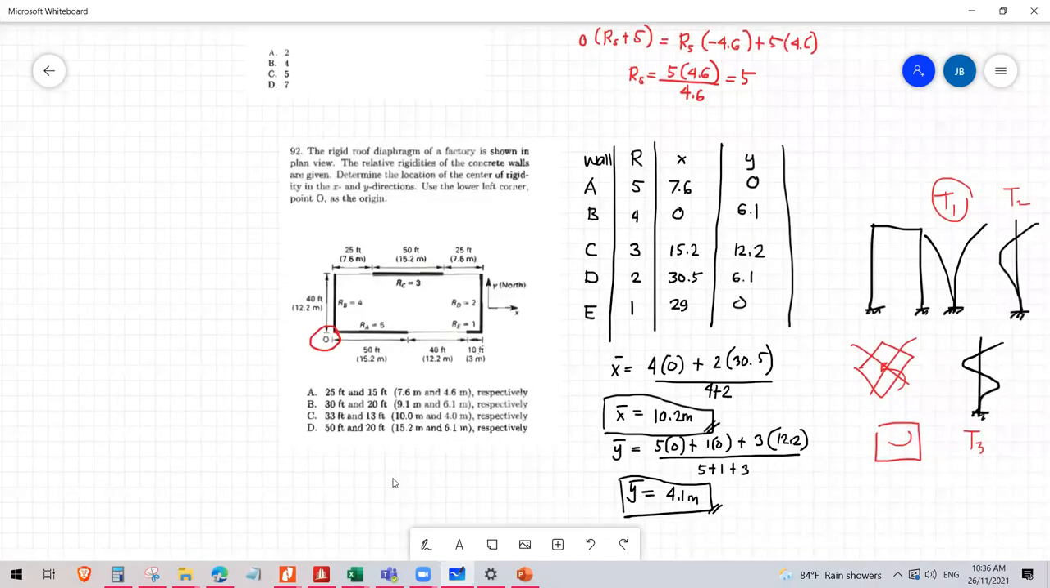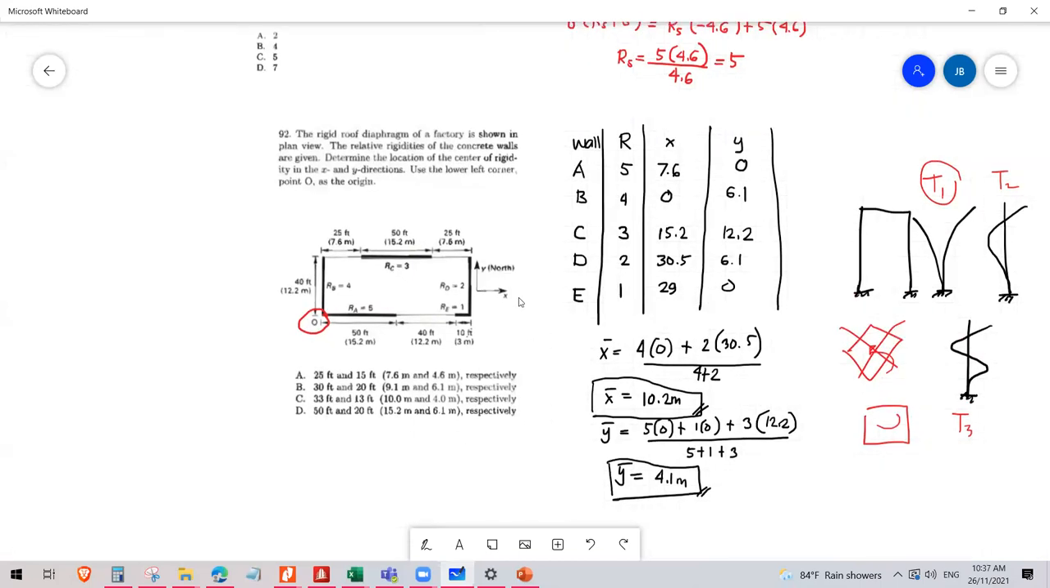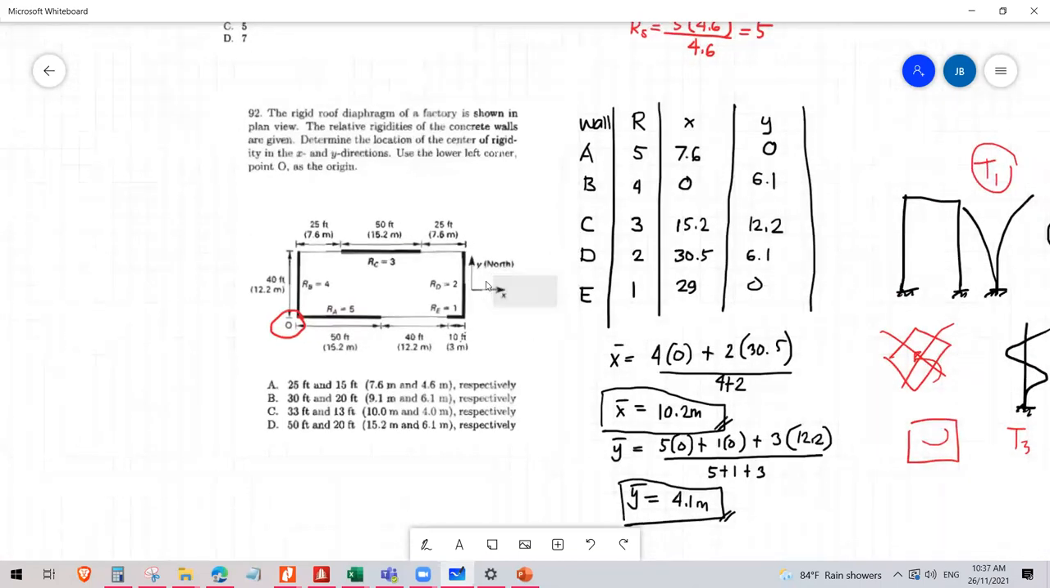So locating the rigid roof diaphragm, the relative rigidities of the concrete walls are given, determine the location of the center of rigidity in the x and y direction. Ayan, locating lang yung center of rigidity. So ano lang to, no? Varignon's theorem lang naman to, no? Essentially.